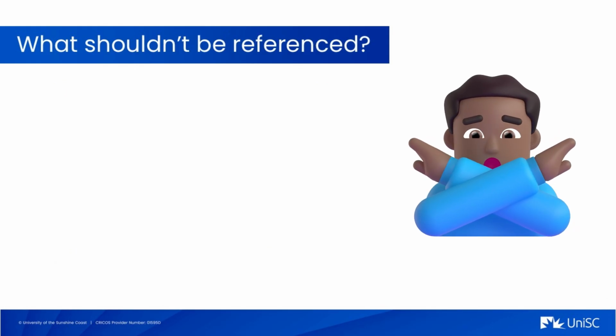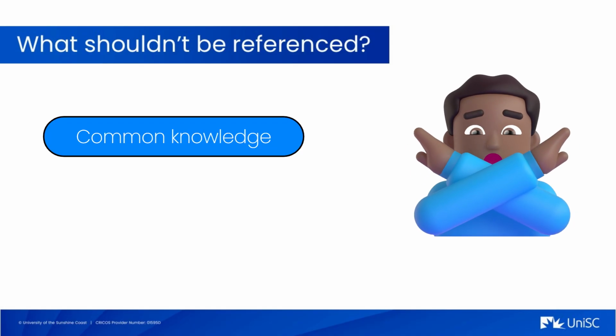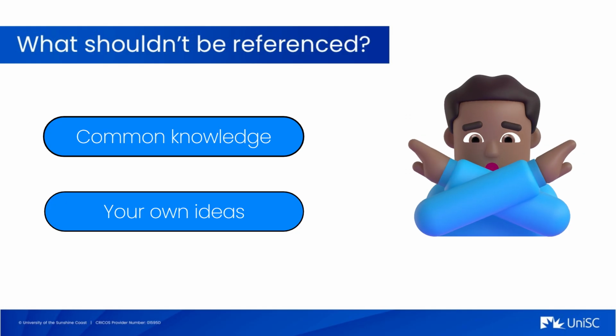So what doesn't need referencing? You don't need to reference common knowledge, things that are widely known and undisputed. For example, the First World War began in 1914. You also don't reference your own original ideas.